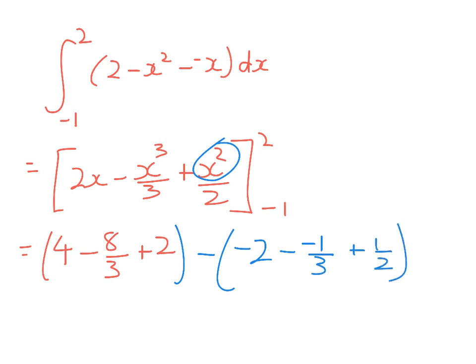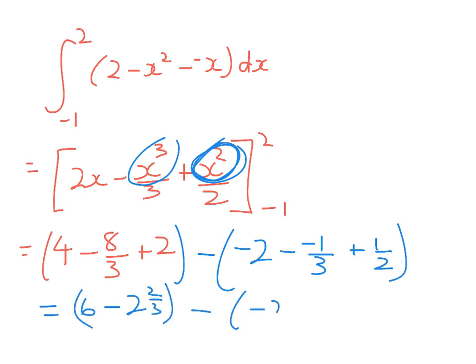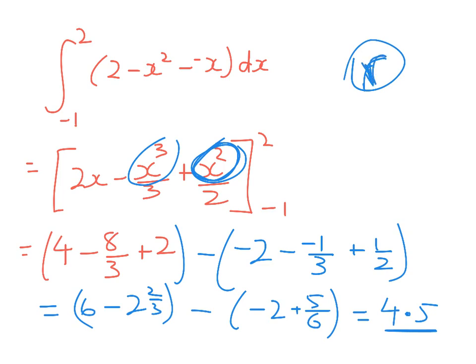So just be really careful with the negative ones and the odd and even powers, and then carefully popping that in your calculator. Here we're going to get 6 minus 2 2/3 minus negative 2 plus 5/6. You guys are probably going to do that straight to your calculators, and that's fine. And we end up with 4.5. Okay, so that is a merit question. Just make sure you've gone through how to find the crossover points for problems like this, because that's the key to getting it right. Thanks for watching.